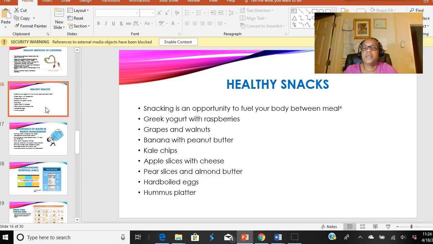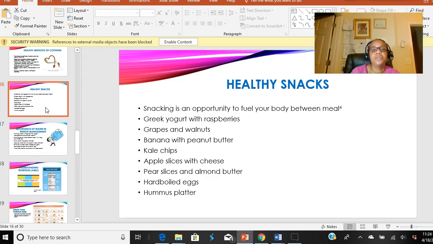Healthy snacks. Many of us, if we want to lose weight, have to eat between meals. Slide 4 on the reference says snacking is an opportunity to fuel your body between meals. So we can snack between meals, but we should do so healthily.